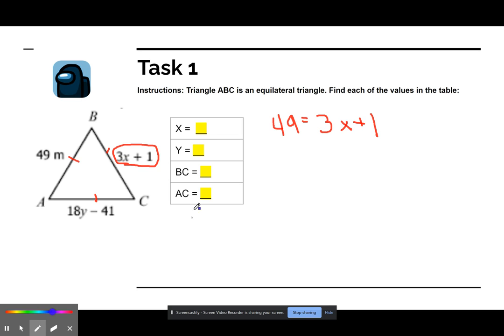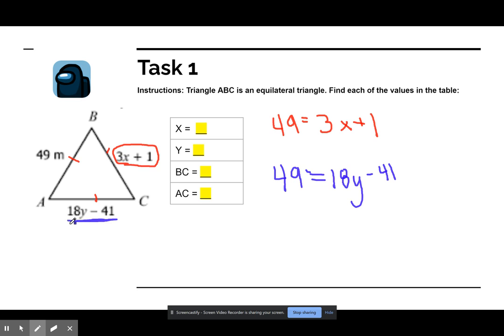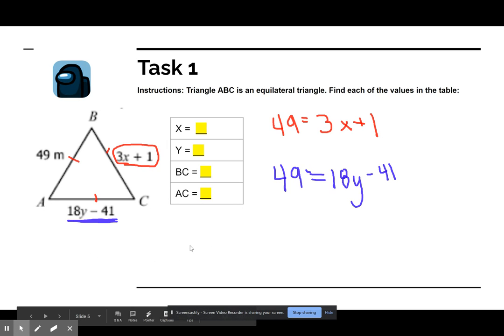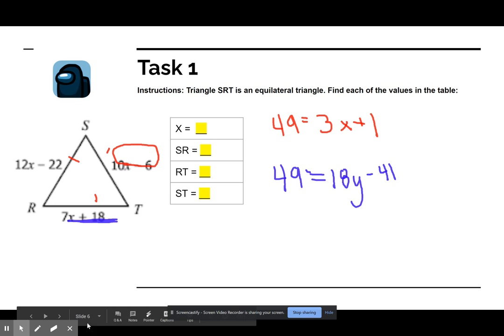Now likewise, I can set 49 equal to 18y minus 41. Now I can use this equation to solve for y, and then I can plug y back into this expression here, underlined in blue, to find the side length of AC. And so this process is the same for any equilateral triangle.